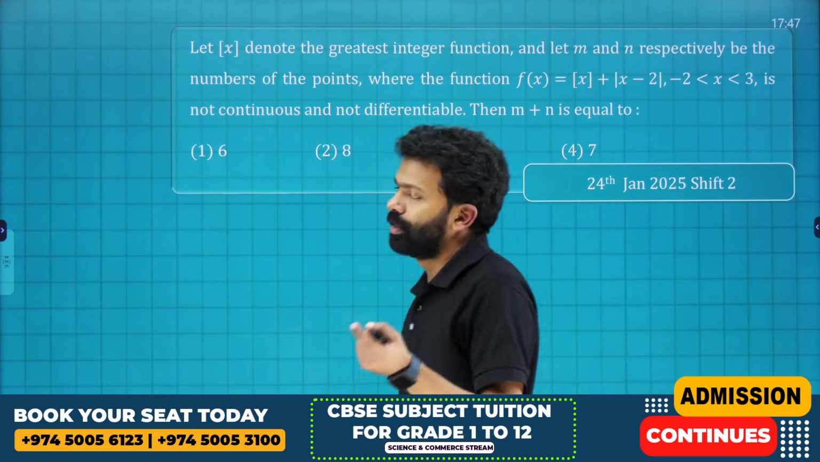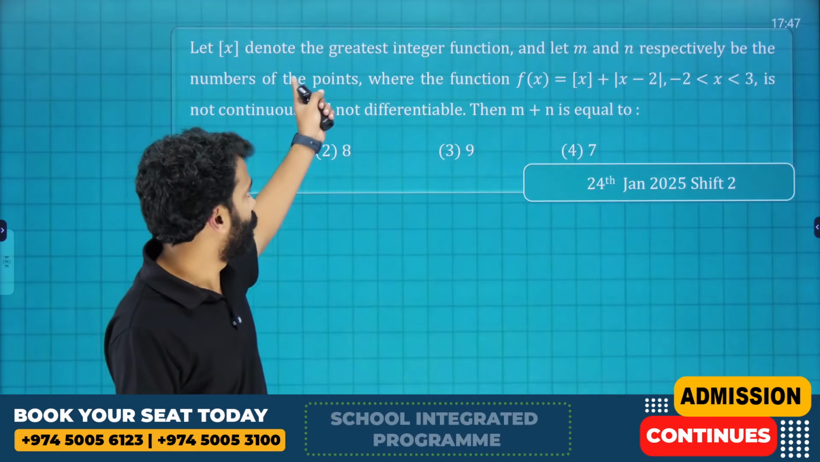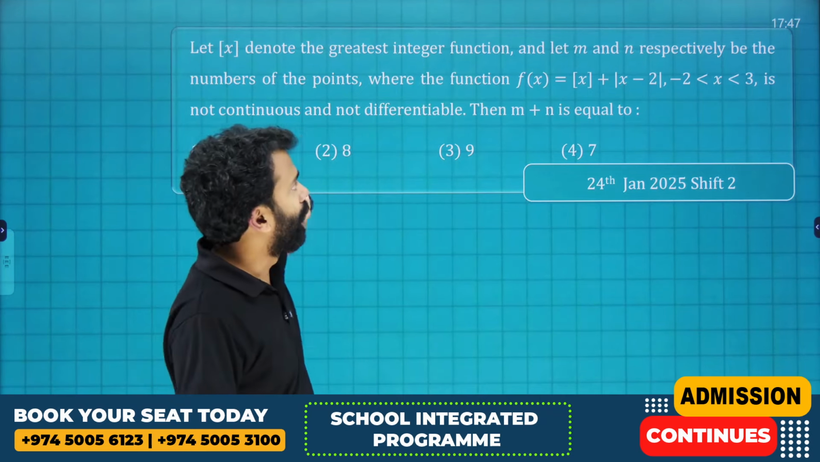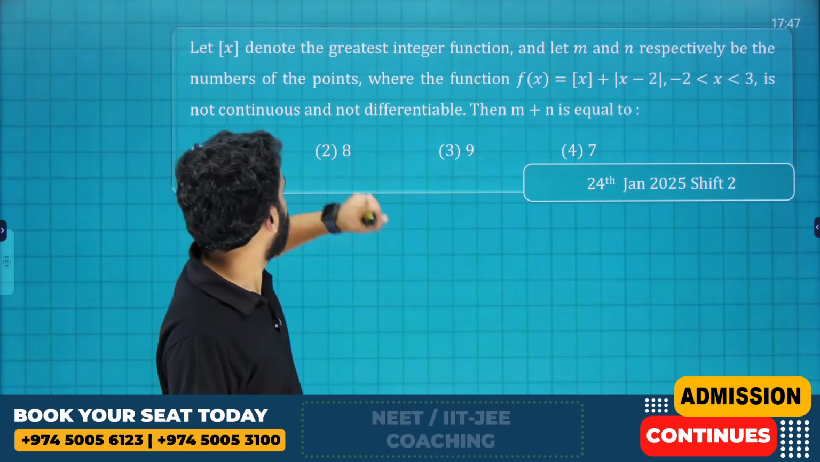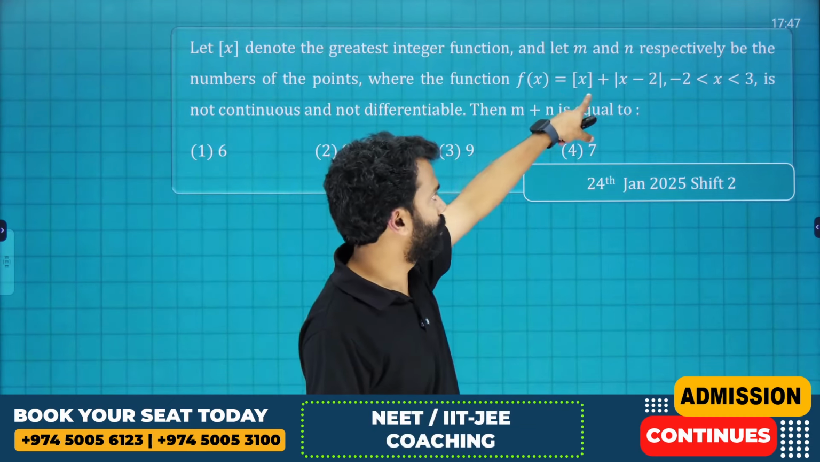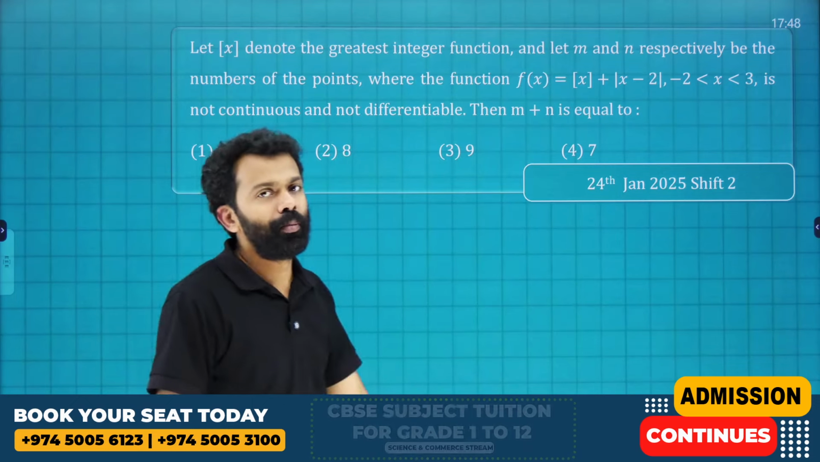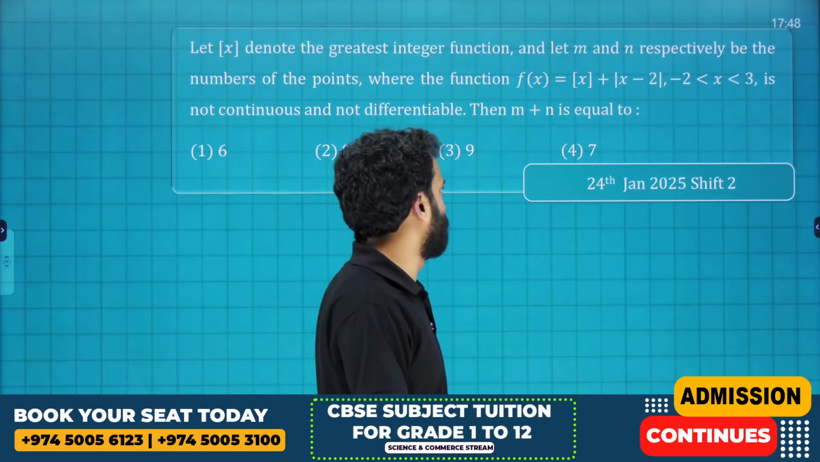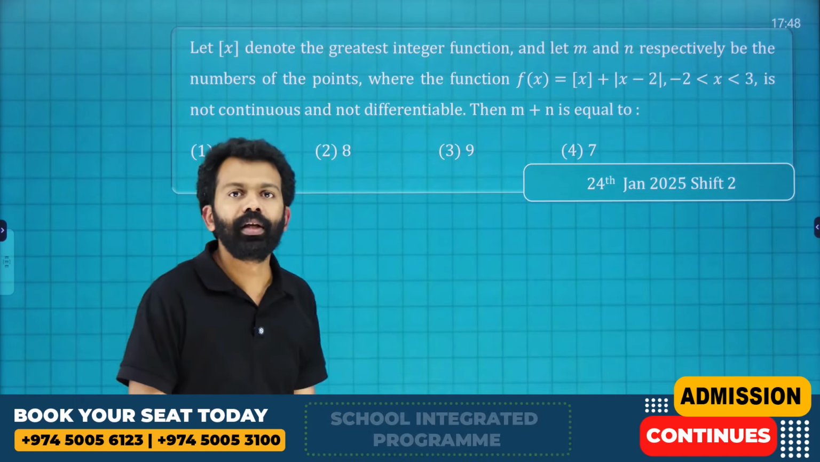Box x, that is, let it denote the greatest integer of x. This denotes the greatest integer function, that is box x. And let m and n respectively be the number of points where the function f of x is equal to box x plus x minus mod x minus 2, for minus 2 less than x less than 3, is not continuous and not differentiable. Then you need to find the value of m plus n.